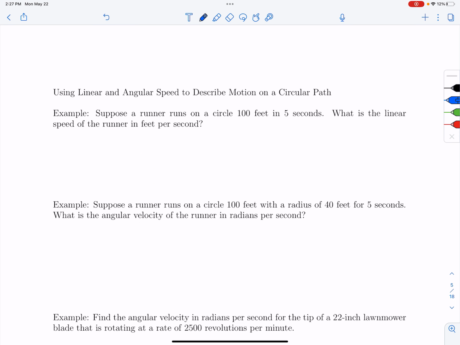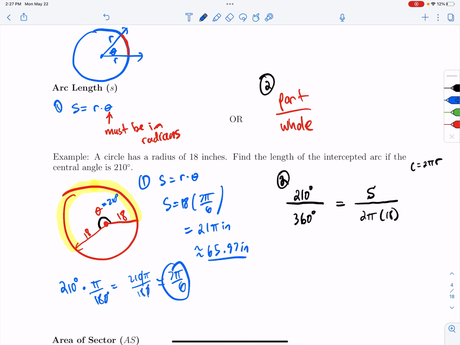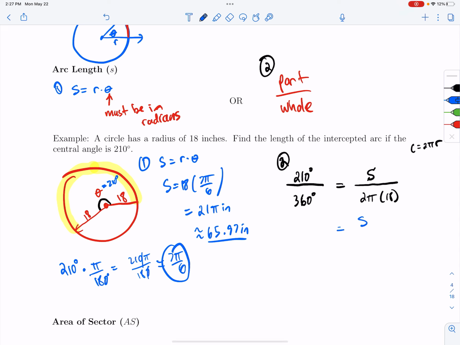All right, so solving this, I'm going to simplify a little. So S, in the denominator I have 2 times 18 times pi, so 36 pi. And then that fraction over there, I can reduce that to 21 over 36. I can divide by 10, and then divide both of those by 3. I get 7 over 12.